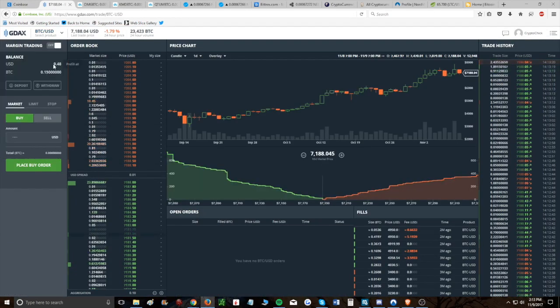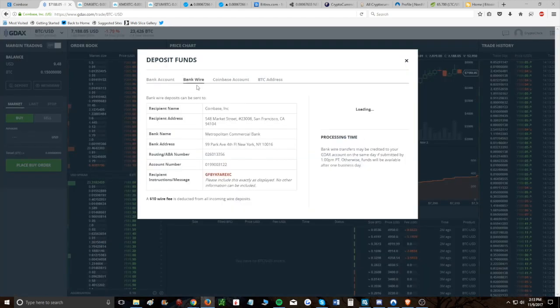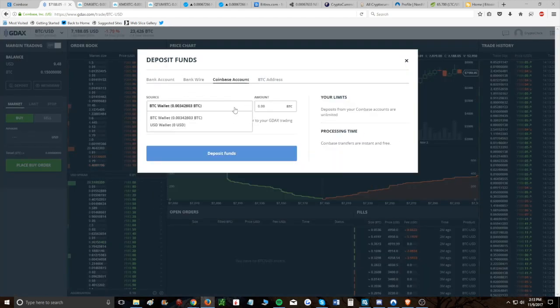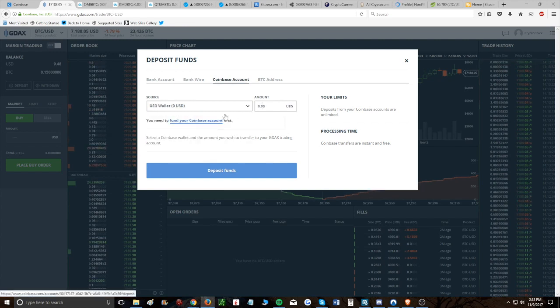And right now I already have my money in GDAX. There's only $9 here, and there's only 0.1 Bitcoin. But if I was, then I would hit Coinbase account, deposit my USD, and I would send my money to here, and it would be free. So say I had that $3,000 sitting in Coinbase right now, I'd be able to transfer it to my GDAX account for free and then trade with it.